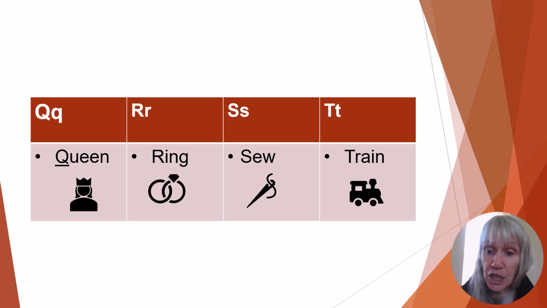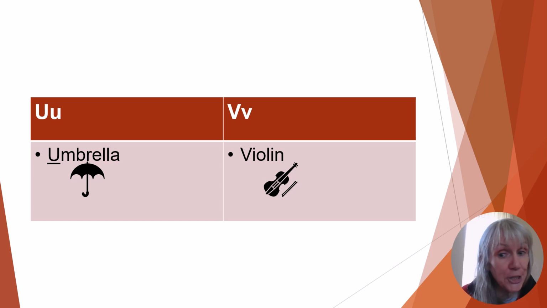QRS. We have Q for queen. We have R for ring. We have S for sun. Okay? QRS. Our next bunch of letters should be TUV. So if we're starting with the T, we would have T for train. So we should have TUV here, T for train, but because of my error, we only have the U and the V. U for umbrella, V for violin.